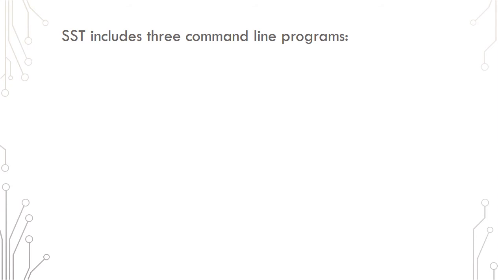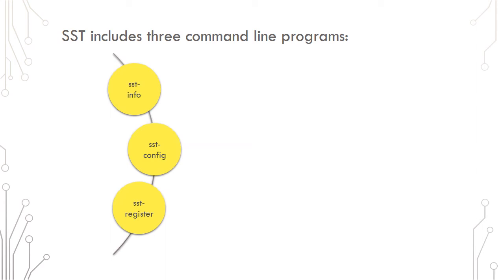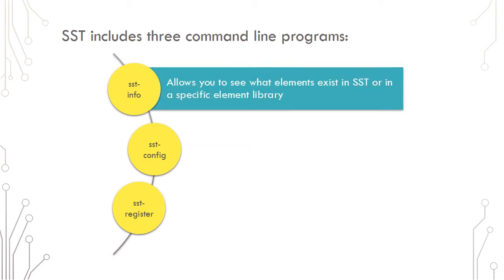SST also includes three command line programs. They include SST Info, SST Config, and SST Register. SST Info allows you to see what elements exist in SST or in a specific element library. You'll see what's installed, the parameters of the component, ports, subcomponents, and a description of what it provides. It pulls info out of the elements. Thus the name, SST Info.